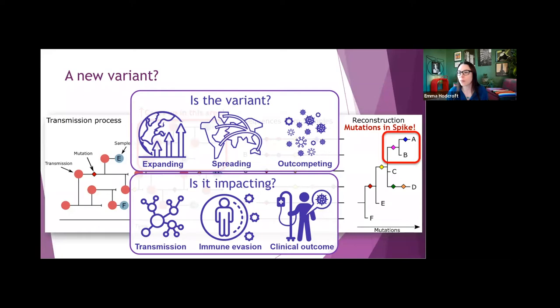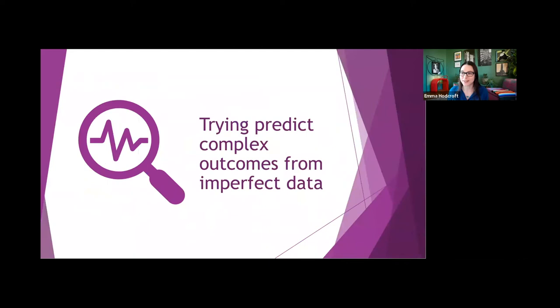But of course, all of this, trying to decide what a variant of concern is, trying to decide how concerning something is when we first detect sequences, is really trying to predict complex outcomes from imperfect data. And it's meant working really at the edge of what we know about SARS-CoV-2, with unprecedented amounts of data coming in. So this is probably going to change in the near future. But at the moment, we get over 20,000 sequences of SARS-CoV-2 every single day.